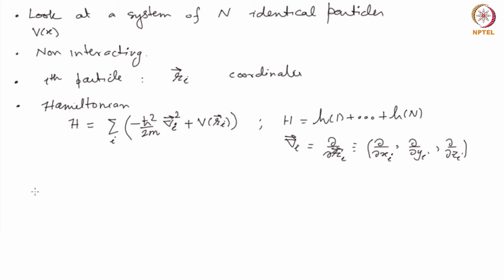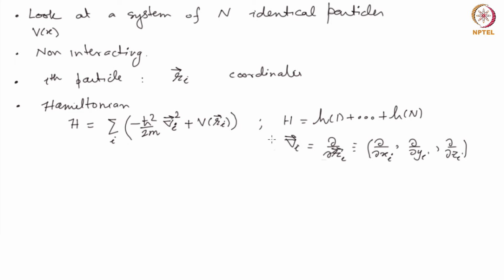So I hope you understand that when you have, for example, this operator acting on psi wave function, and the wave function will be a function of all these coordinates r1, r2, r3, rn, and then when you are taking such a partial derivative, you have to differentiate with respect to the coordinates of the ith particle. That's what this symbol means.